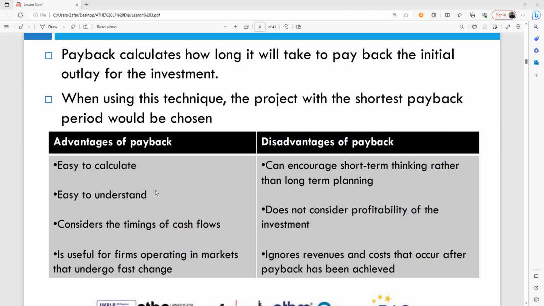The advantage of the payback method is that it is very easy to calculate, very easy to understand, and it takes the timing of the cash flow into account. It's very useful for people to calculate how many years or what time period they need to recover their investment very quickly. It's simple. There's not much calculation.